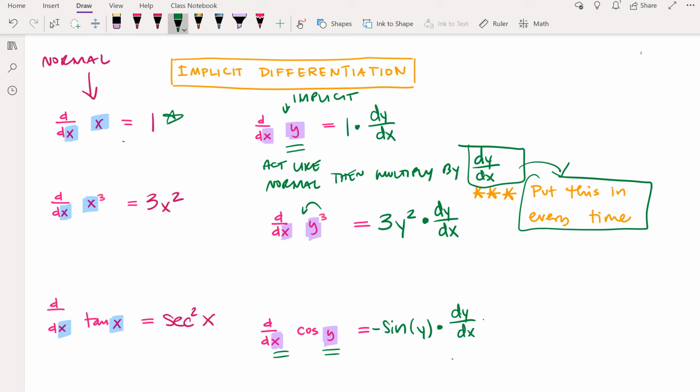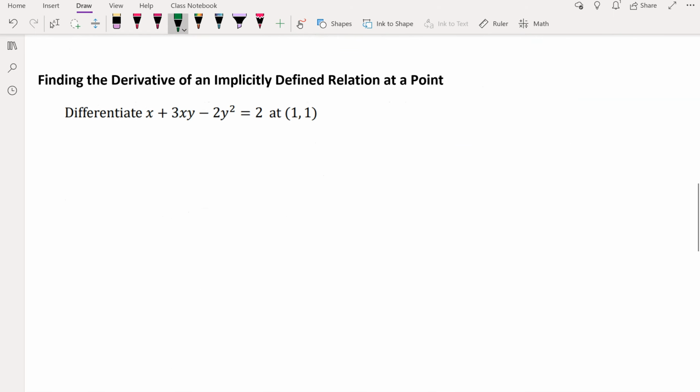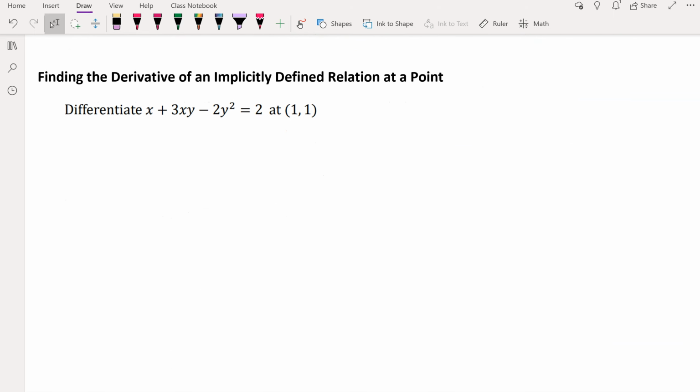Okay, that's how we differentiate implicit relations. Now, let's do an actual example following those steps from above that we wrote down. Differentiate x plus 3xy minus 2xy squared equals 2 at the point (1, 1). Make sure you get this down. All right, the first thing we need to do is differentiate both sides. I'm going to do this step by step based on what they were saying.